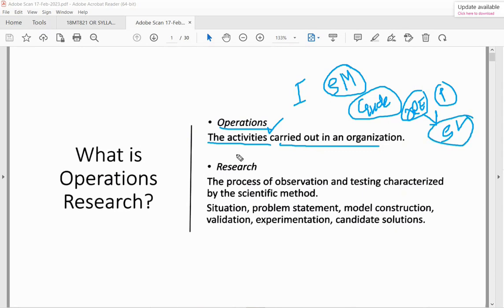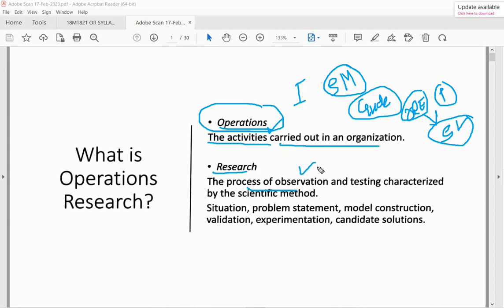So to carry these out, a proper operation or process is required. That itself is called the operation. Then research. What do you mean by research? Obviously, it is a process.